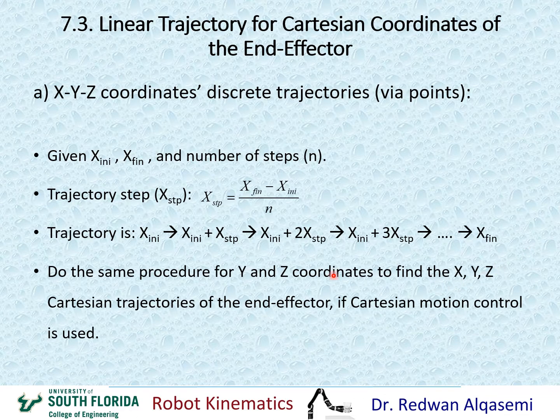and then we can repeat the same thing for the y coordinate and for the z coordinate. So we have to repeat this twice after the step, and then that would give us a total of 3 trajectories that cover x, y, and z in our Cartesian coordinates of the end-effector.